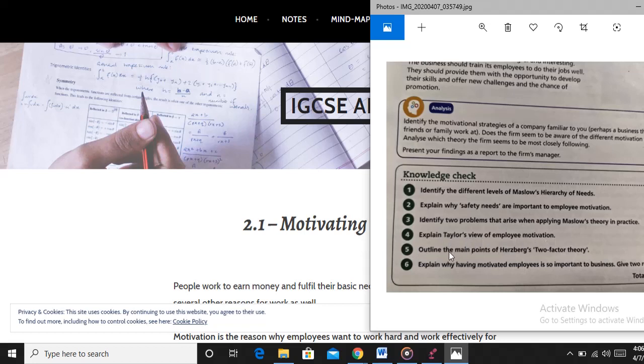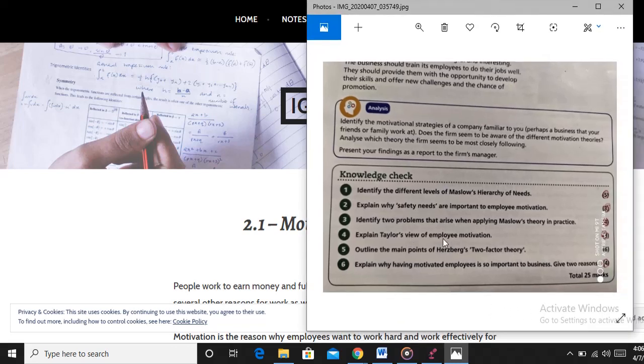Question number 5: outline the main points of Herzberg's two-factor theory, and explain why having motivated employees is so important to a business. You have to give two reasons. For these questions, the answers might be right here when I explain, so just follow along with me on this slide.